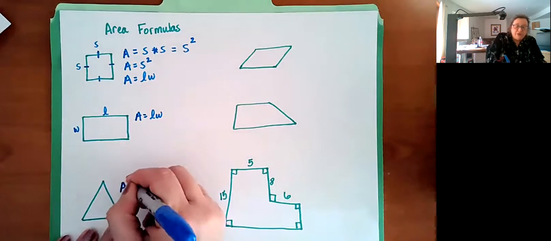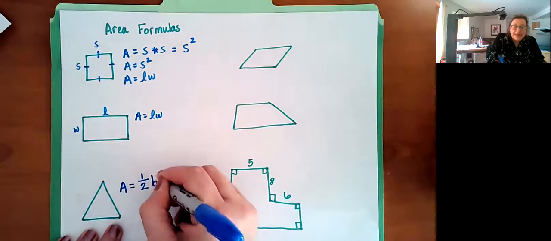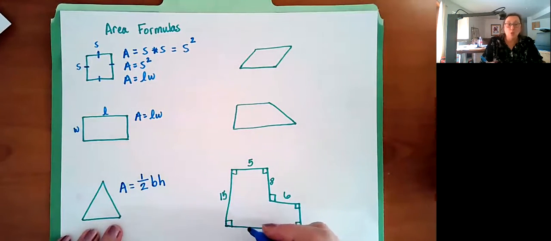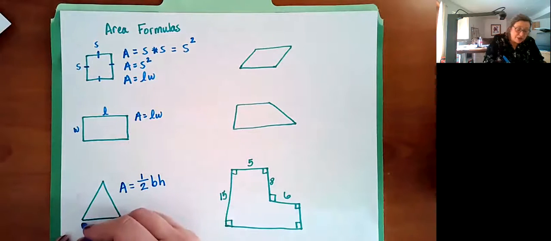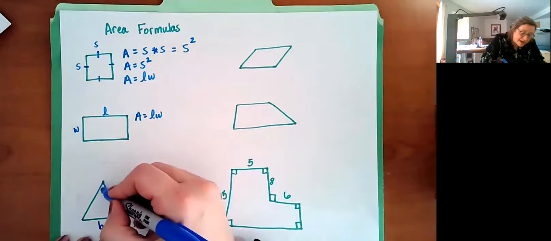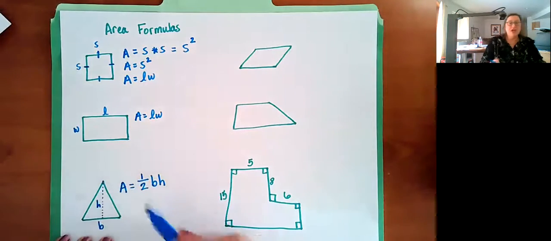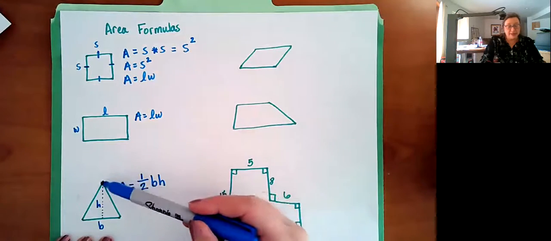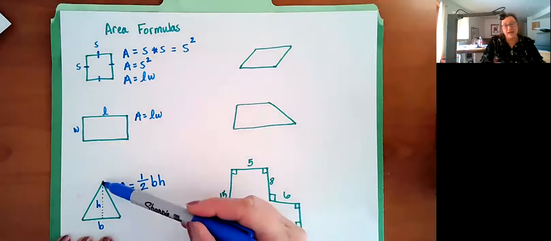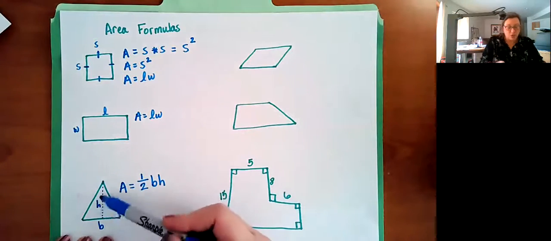And the formula for the area of a triangle is 1/2 base times height. 1/2 base times height. So here's your base, right? Going across. And then your height is this. One mistake that students sometimes make is that they look at the side of the triangle for the height. No, that's not correct. It is the actual height.